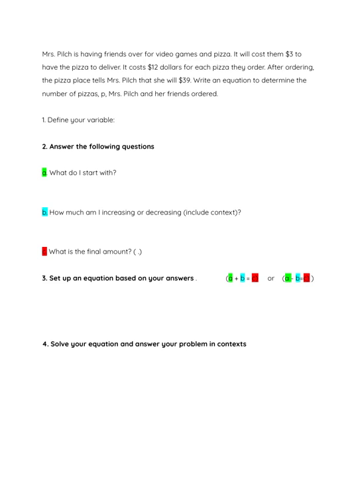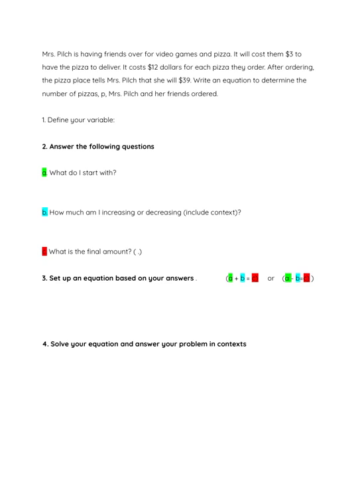Now, what I want you to do is try this problem on your own. I'll read it first. Miss Pilch is having friends over for video games and pizza. It will cost $3 to have the pizza delivered. It costs $12 for each pizza they order. After ordering, the pizza place tells Mrs. Pilch that she will owe $39. Write an equation to determine the number of pizzas P, Miss Pilch and her friends ordered. Okay, so you're going to pause the video and try this on your own. Rewatch the beginning part if you feel like you don't know what to do, but at least try, okay?